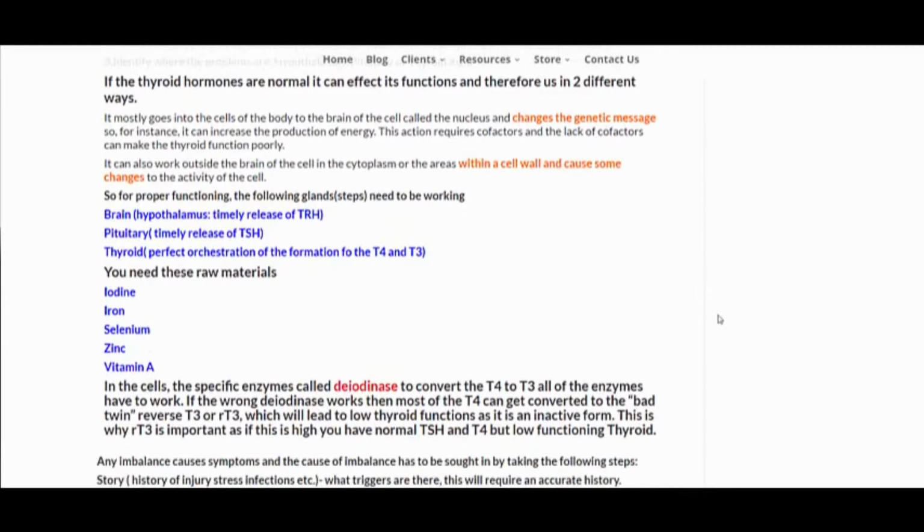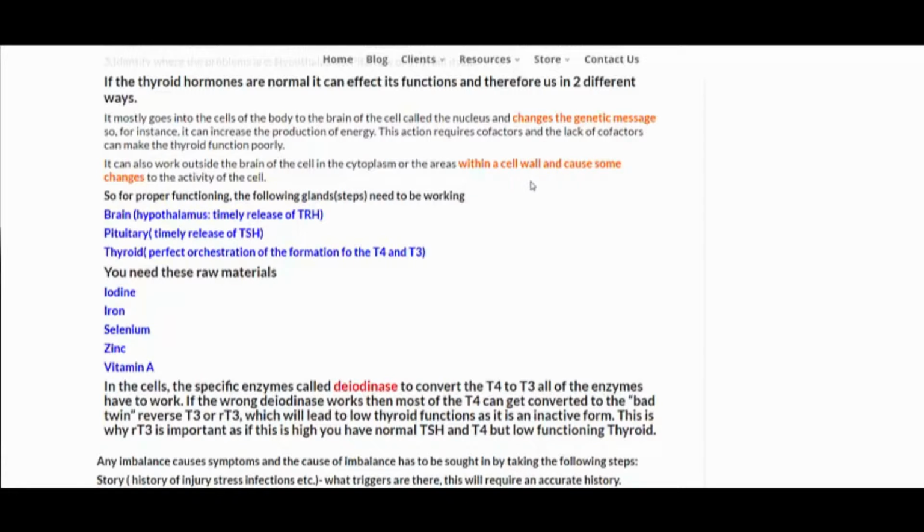So now we're going to come to the last part, the closing part of the article. Here we figure out how the thyroid actually makes the cells work. It does it by two ways. One, it gets into the cell, to the brain of the cell called the nucleus, and changes the genetic messaging. So by changing or transcribing the genetic information, it causes the cells to work a specific way.